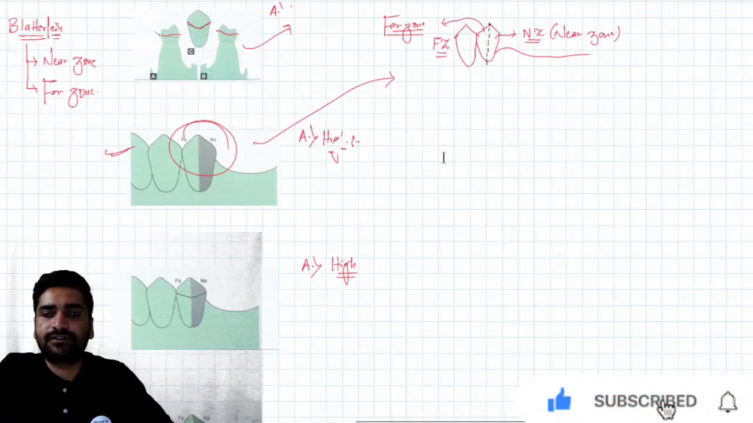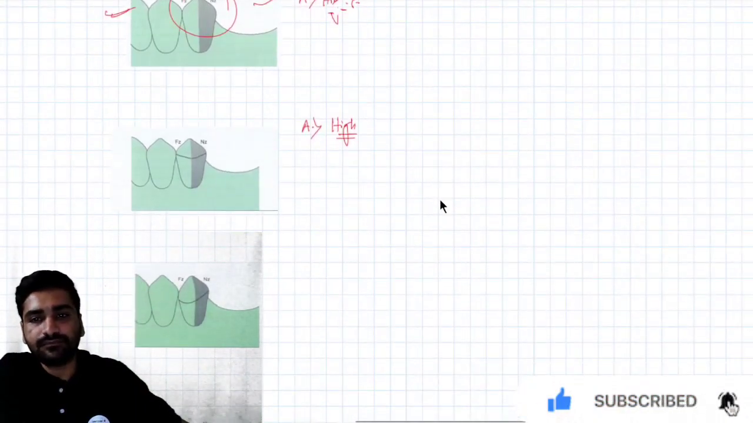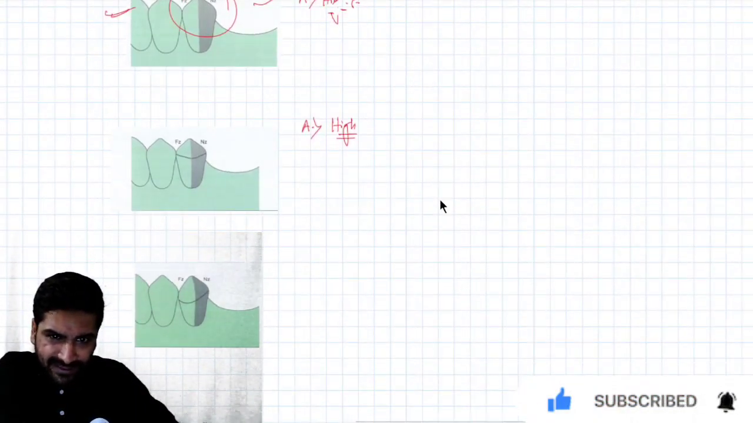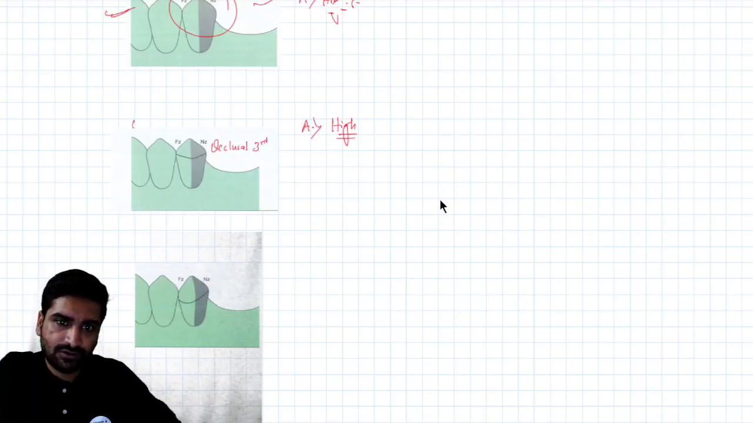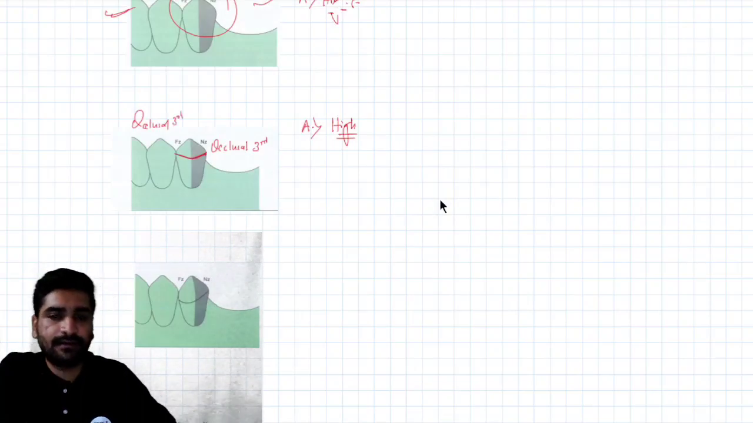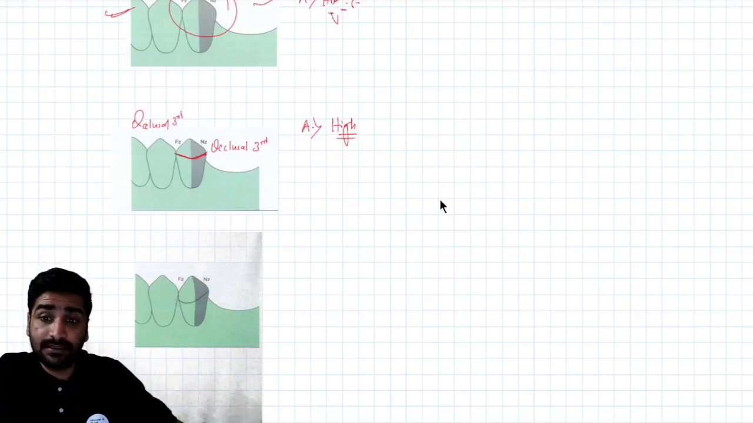Now next over here is your high survey line. When the line passes in the near zone, it is at the occlusal third. In the far zone also it is at the occlusal third. So the line is high. Now when will the line be high?